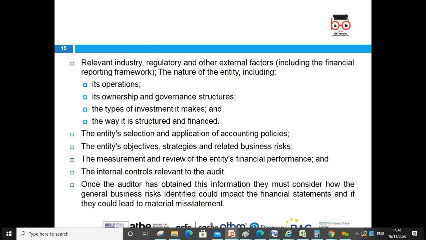Okay, relevant industry, regulatory and other external factors. So you need to think about the reporting framework, operations, ownership, governance, type of investment, and the way the business is structured and financed. If you have 90% debt and 10% equity, your gearing ratio is 90%. What risk? You learned about ratios, yes? So if your gearing ratio is coming to 90%, what is the risk there?